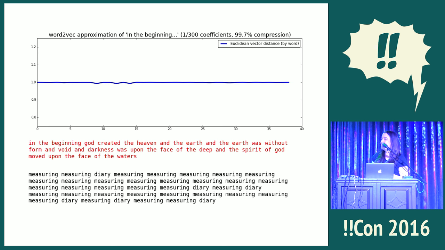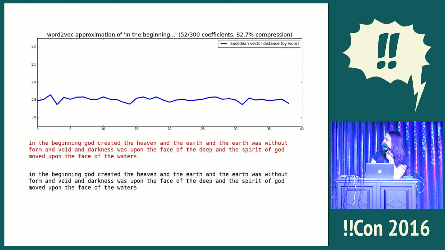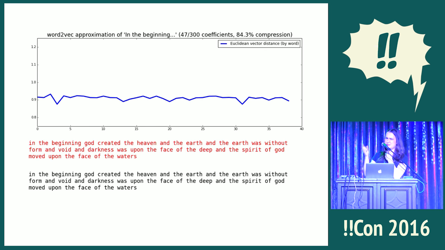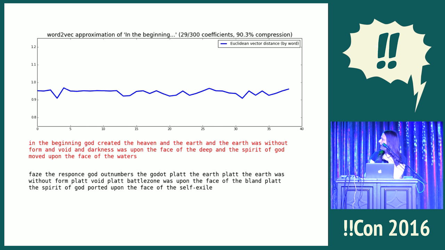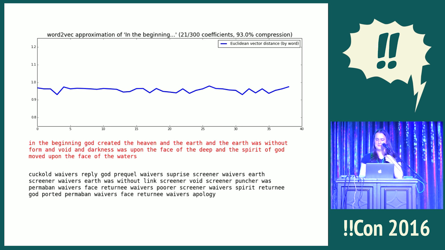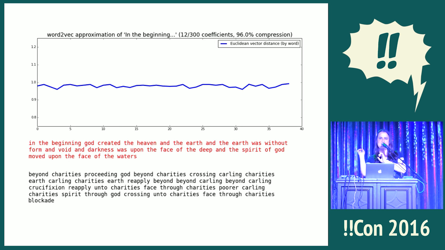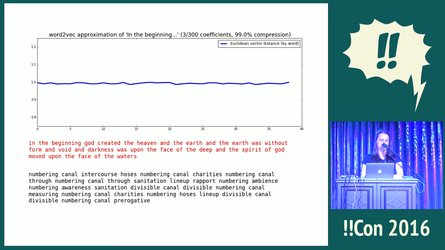If you only use one of the coefficients to reconstruct the text, compressing its meaning by 99%, the first verse of Genesis just says diary and measuring, diary, measuring, diary, measuring, which is actually a really poetic summary of the first chapter of the Bible. Here's another animation that shows the whole process. This graph is showing the Euclidean distance between the reconstructed vector and the original.